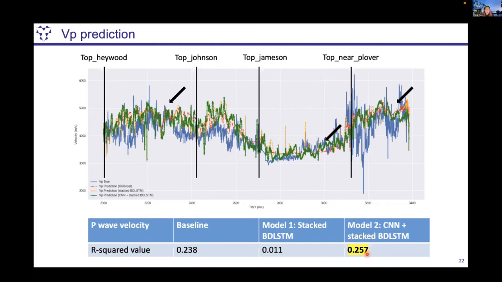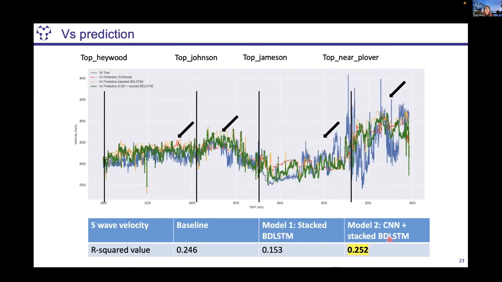But if you think on the other hand, method two, combining the convolutional neural network and stacked bidirectional long short-term memory, can recover most of the trace. So it's an improvement, or can be regarded as a reference for further interpretation. And here's the shear wave velocity prediction. This result is better than the P wave prediction. The green star line and the orange dashed line are closer to the true value, and also give fewer artifacts.